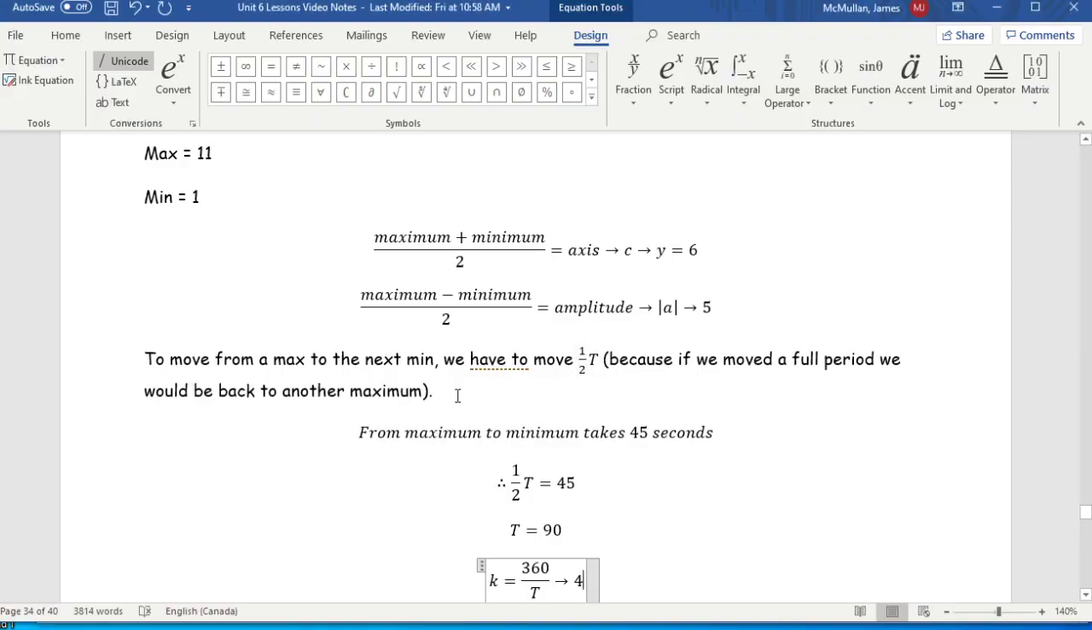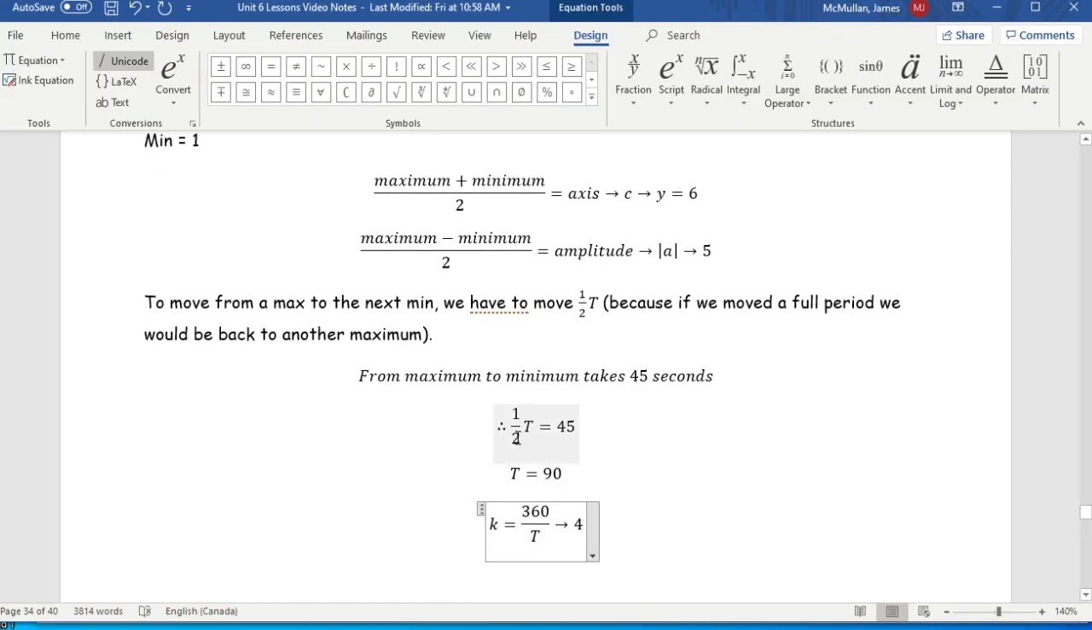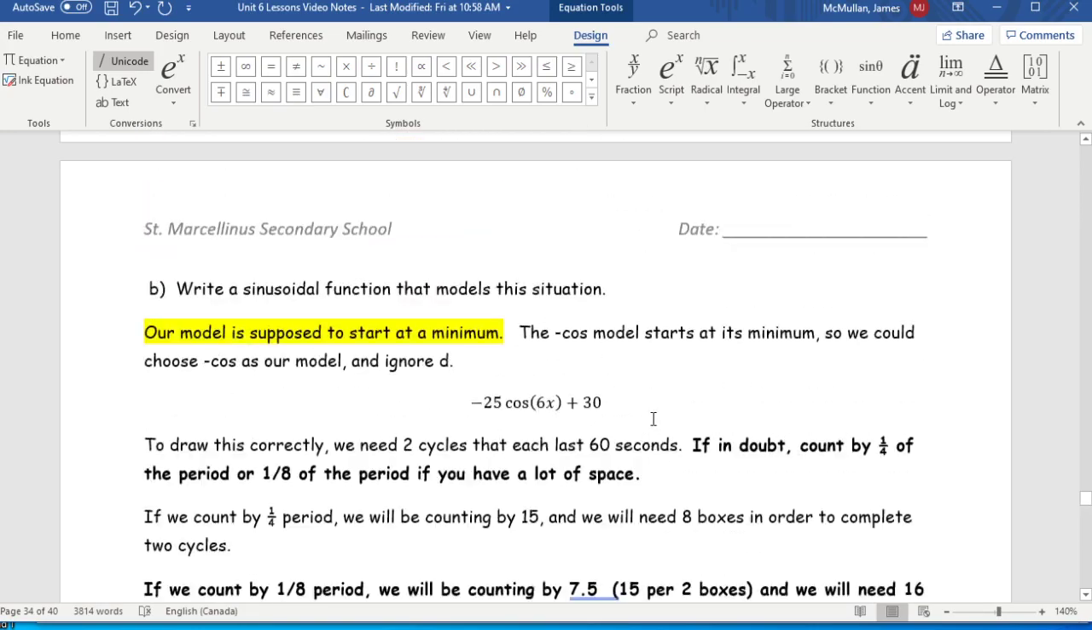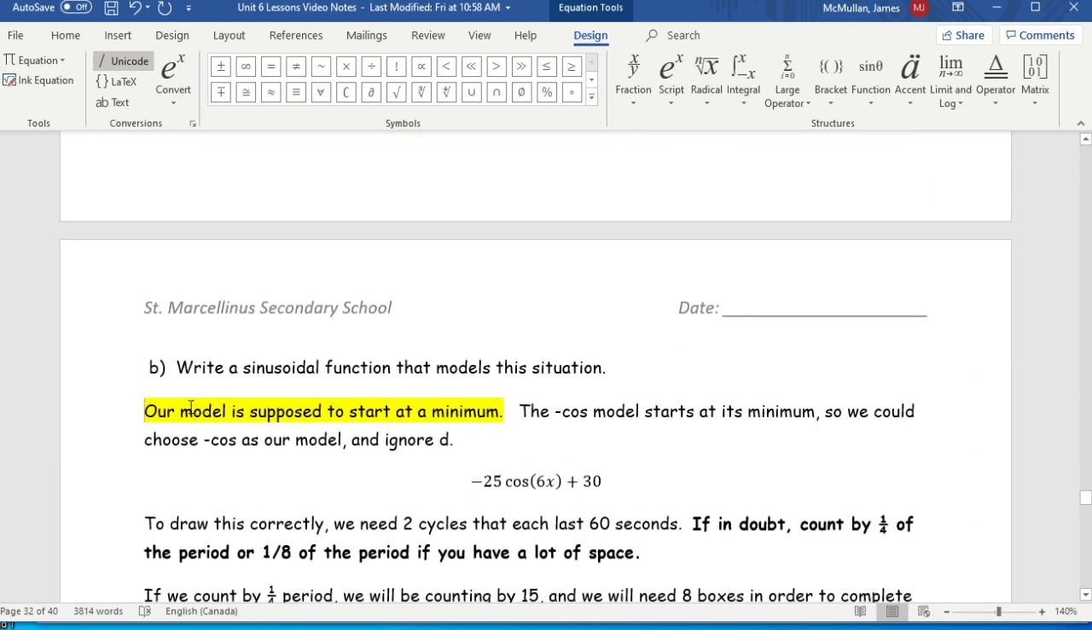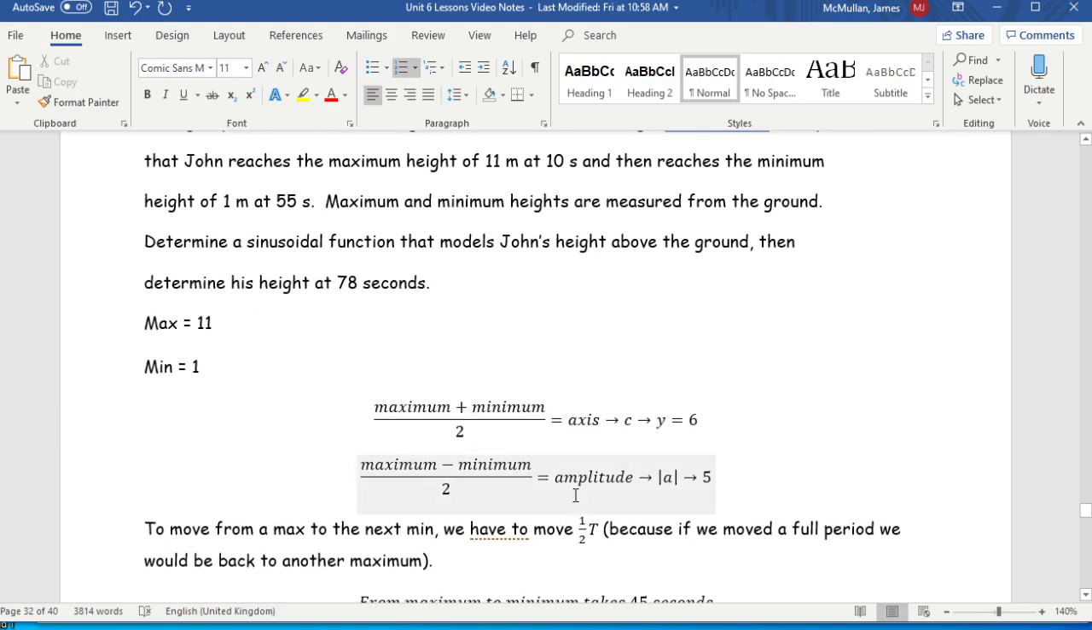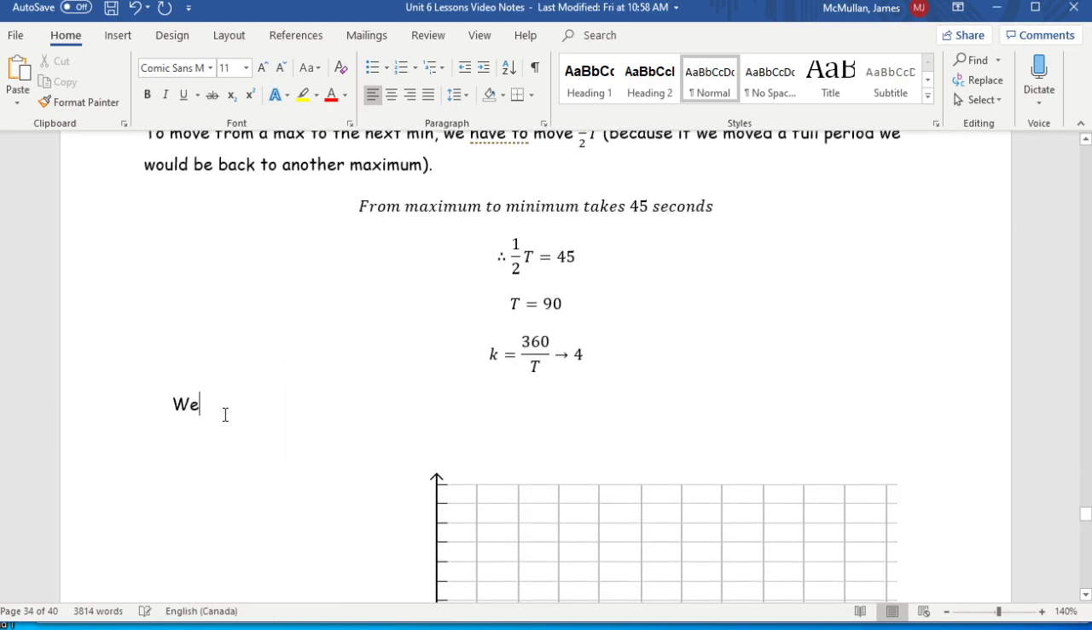So again, what makes this question hard, by the way, is we do not know at what height we started watching this guy. Do you see how that's different than the previous question? In the previous question, they told us that the model has to start at a minimum. It says beginning with the rung closest to the ground. It told us where the model started. This question, we do not know where John is at t equals 0.